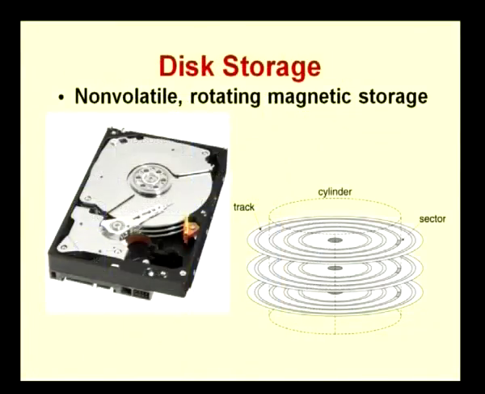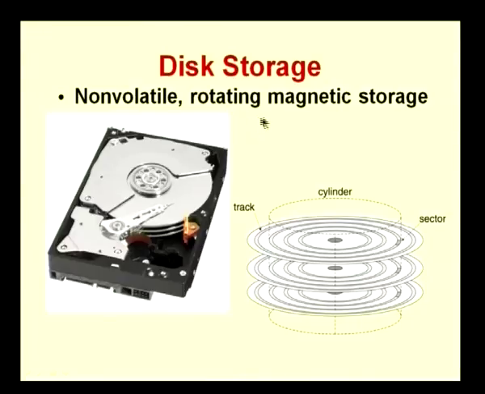Now, we will take a look at different storage devices and the features of these storage devices. So, we will start with the disk storage, which is basically a non-volatile rotating magnetic storage. If we look at the inside of a disk, what you will actually see is a series of disks which are arranged together. You can see that each of this is a platter. There will be a number of such platters which actually form your complete disk.